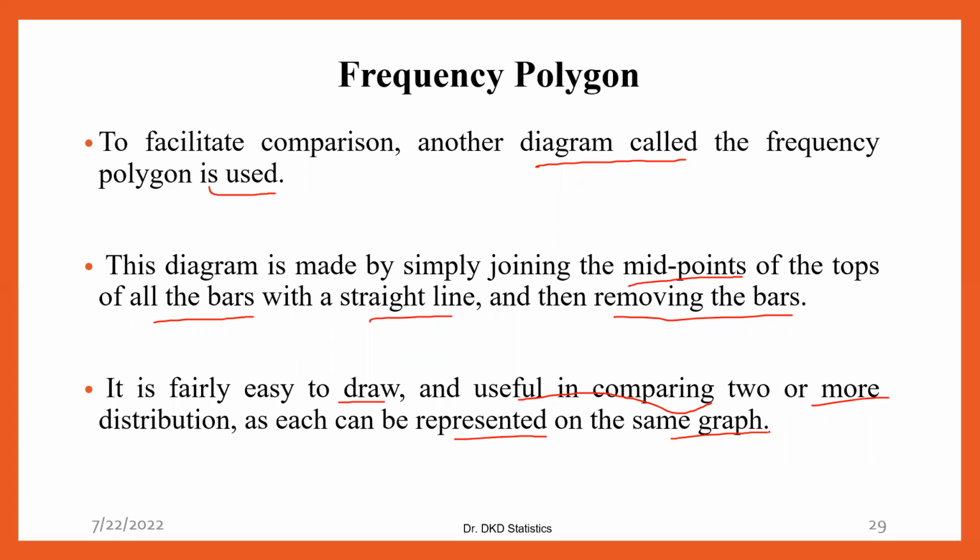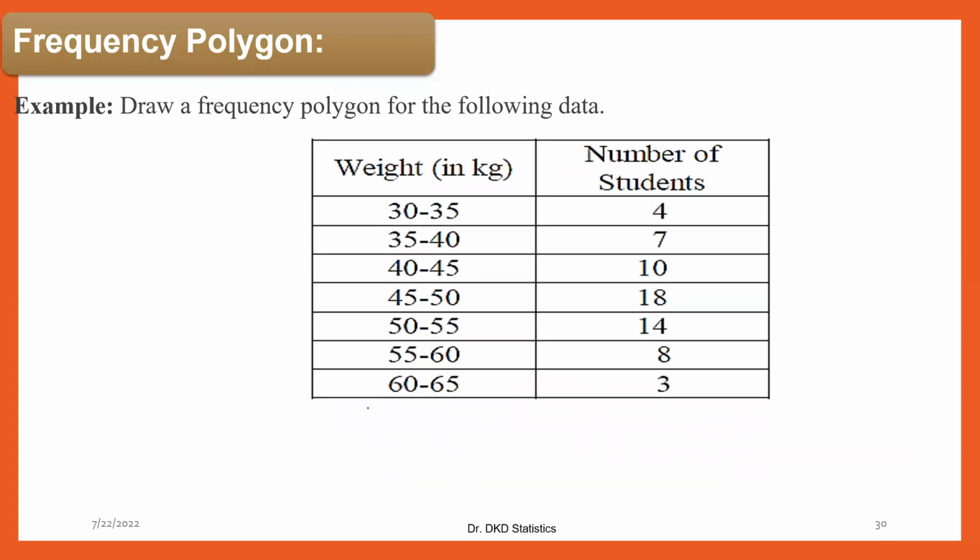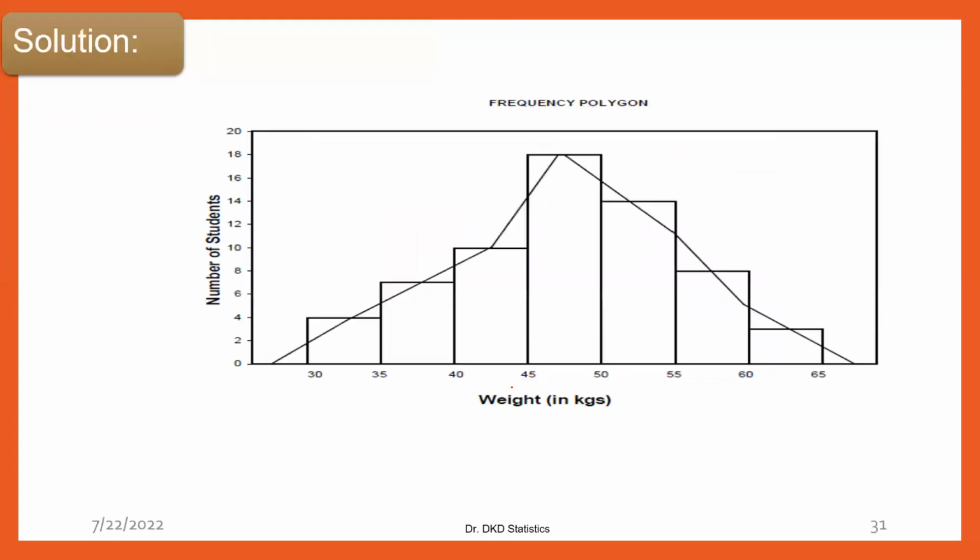We will understand with the help of an example, weight in kg. Suppose the weights of students are given: between 30 to 35 kg, 4 students; between 35 to 40 kg, 7 students; 10 students belong to 40 to 45, 18 students belong to 45 to 50, 14 students belong to 50 to 55, 8 students belong to 55 to 60, and 3 students belong to 60 to 65. So this is the frequency given.